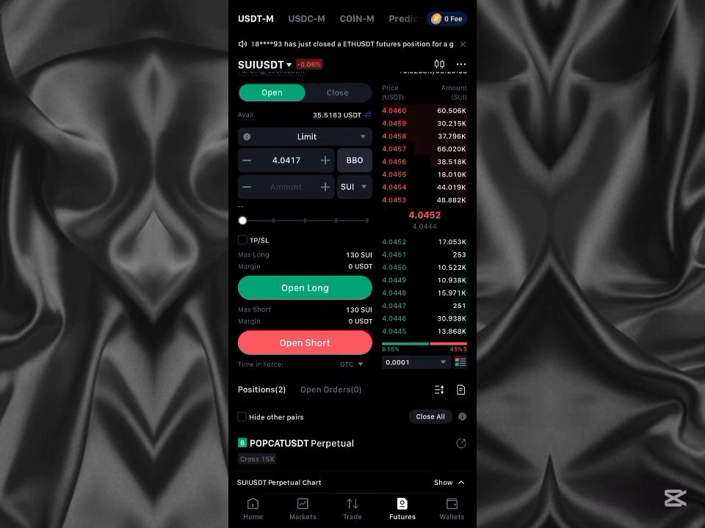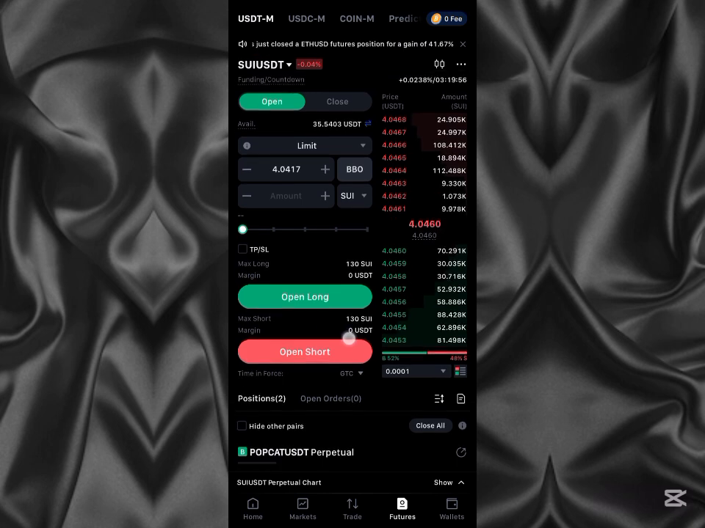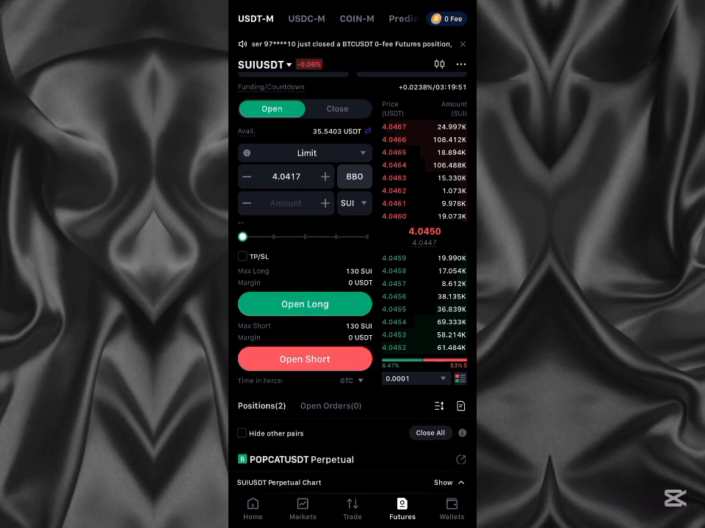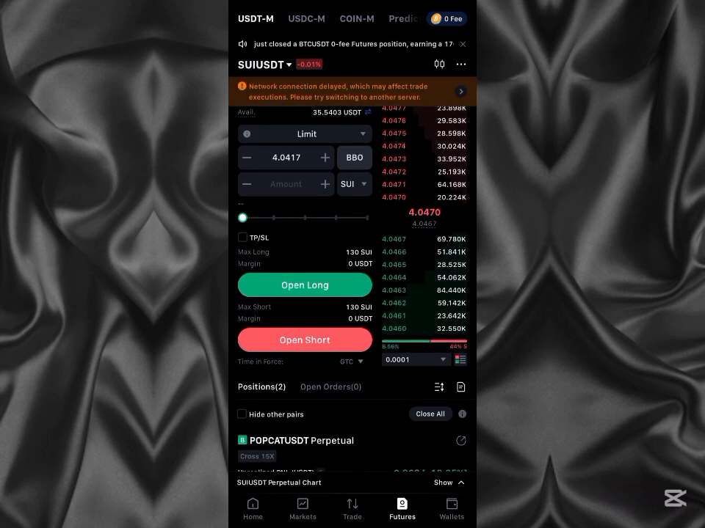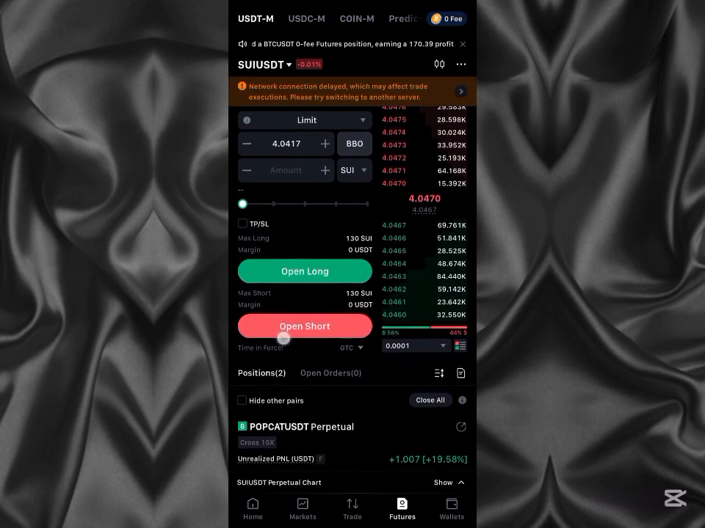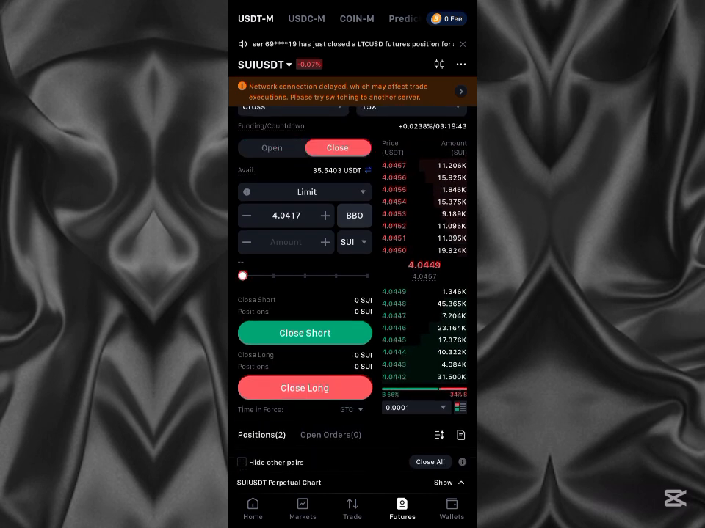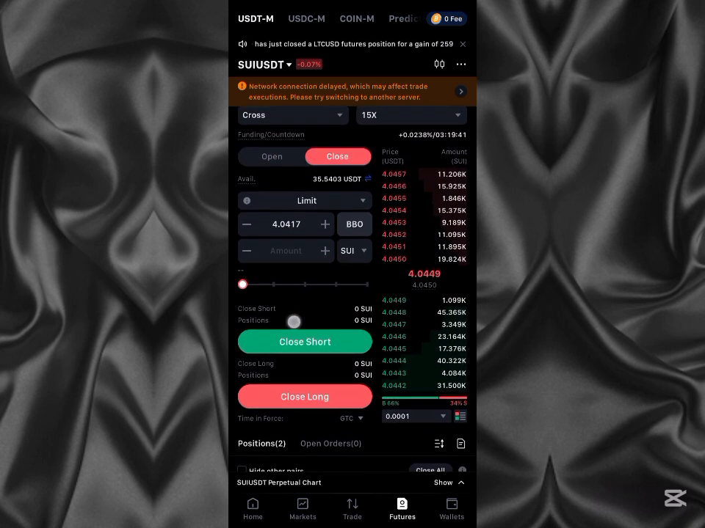Over here, you're seeing open and you're going to see close. So over here, as open, you'll be able to open a long or a short. Long actually means buy, while short actually means sell. So once you click on open, it means that you want to either open a long, a buy position, or open a short position, which is the sell position. While if you click on close, it means that you either want to close your ongoing short position or your ongoing long position.